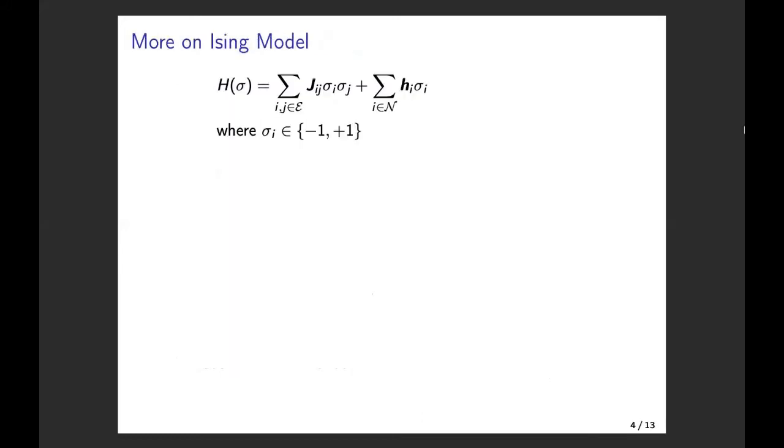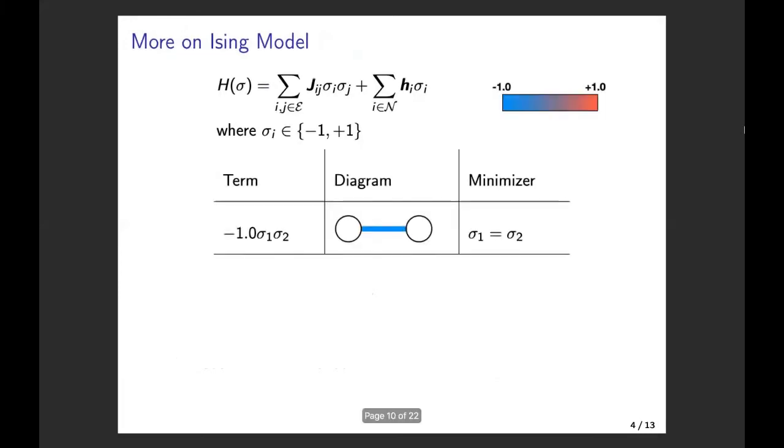Before getting to the main results, I want to say a few more words on Ising models. Here I have the objective function of the Ising model H(sigma), and let's firstly look into a specific quadratic term, -1 times sigma 1 sigma 2. If we represent these two variables as two nodes in a graph, we can connect these two nodes with a colored edge, and the color would represent the coefficient -1. Note that this negative coefficient indicates that this term is minimized when these two variables are equal. Similarly, if the coefficient is positive, the term would be minimized when these two variables are different.